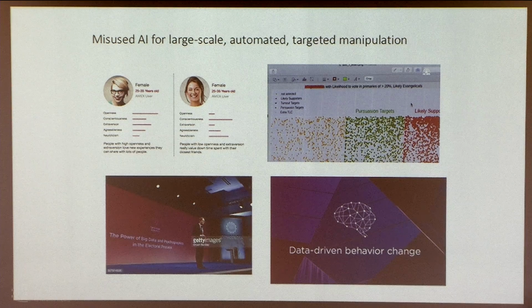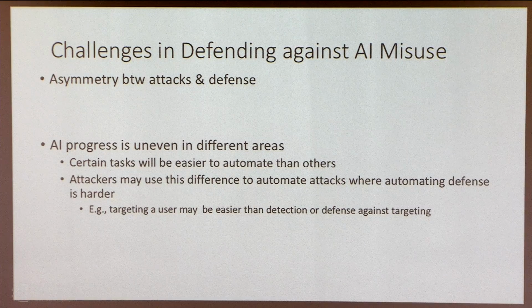And some of you may have seen this, right? This is an example from Cambridge Analytica, to which people have attributed the success of Trump. These AIs probably have not even used the sophisticated AI techniques that we discuss here. But as you can see, going into the future, these types of AI techniques could be misused for large-scale automated targeted manipulation. And again, that's just one example.